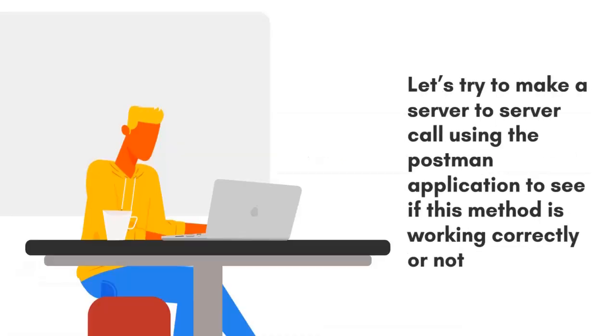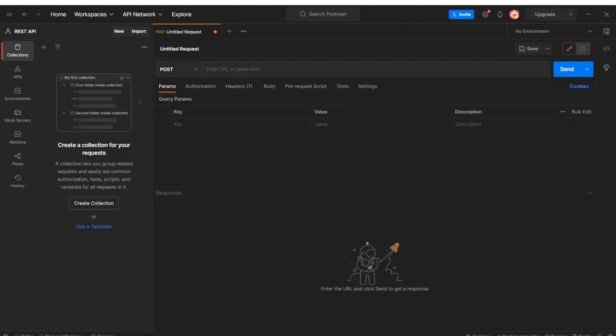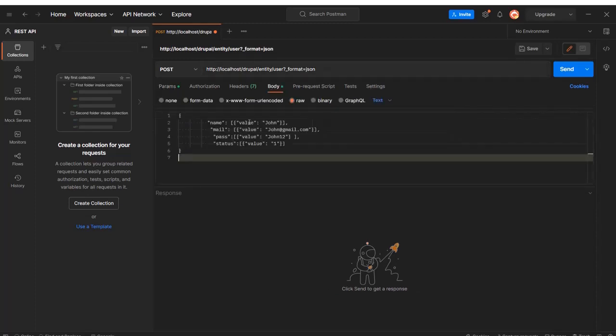Let's try to make server-to-server call using the Postman application, to see if this method is working correctly or not. In your Postman, enter the URL for creating the user. Under the Body tab, enter the values to create user. You can also find a sample format of these values in the description. And click on the Send button.